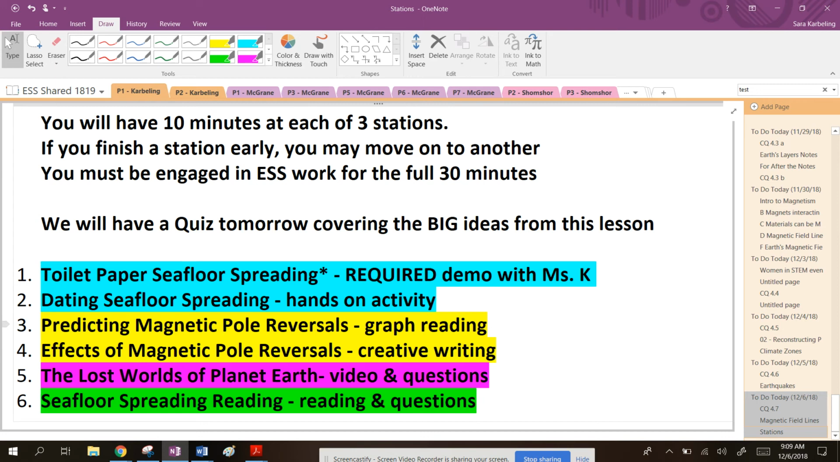reversals. Station 4, which is the table where Livy's sitting at, okay, has a creative writing opportunity. So if that's something that you're interested in, if you'd like to do something that's a little more creative instead of just answering questions, that would be a great place for you to go. Station 5 is over there back behind Hayden. It's the one right there. Okay. It's a short video and then some questions to answer. Station 6 is way over in the corner back there. And that one is an article to read and some questions to answer.